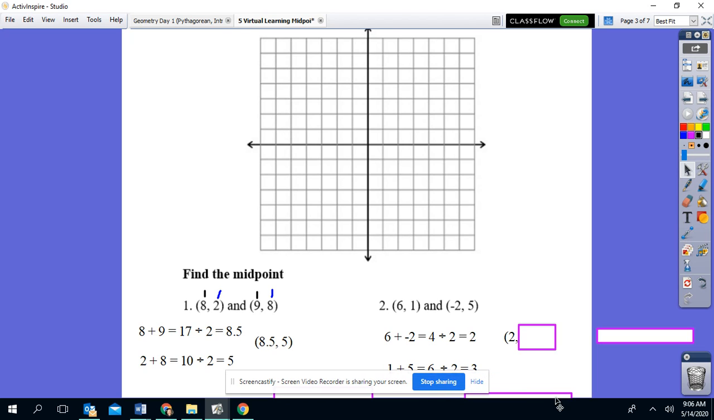For the y values, I've got 1 plus 5, and that's going to be divided by 2, and that gives me 3. So 1 plus 5 was 6, divided by 2 was 3. So the y value is there.